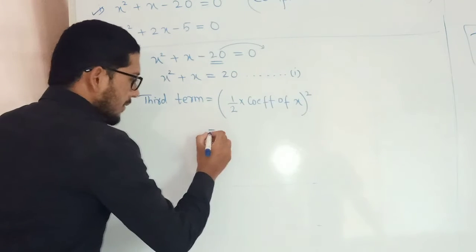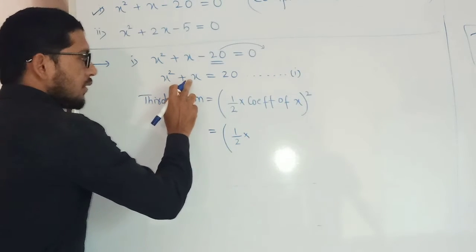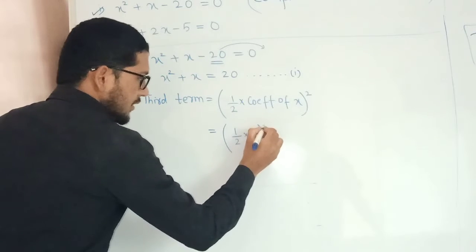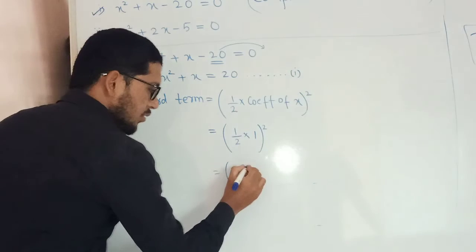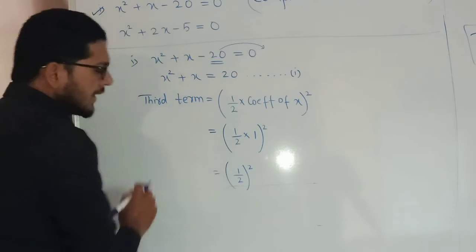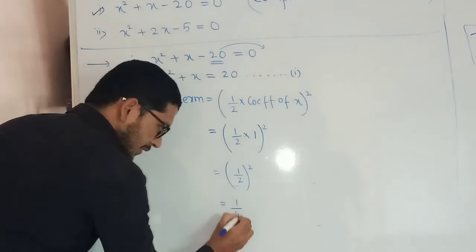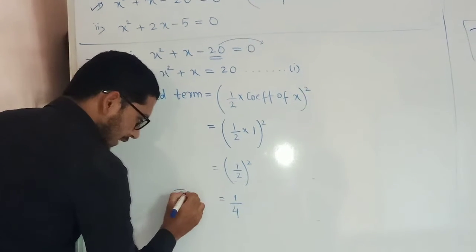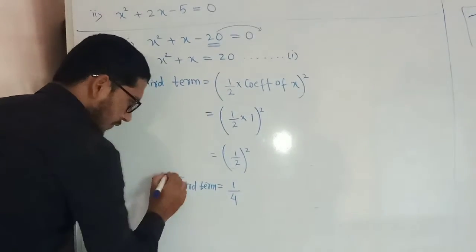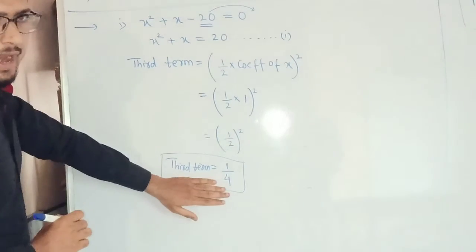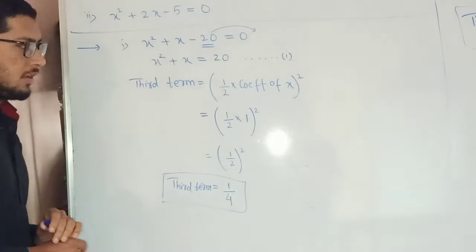So we'll write: equal to 1 upon 2 into, what is the coefficient of x here? If there is no number written with the variable, that means it is 1, into bracket square. So 1 upon 2 into 1 is 1 upon 2, bracket square. After that we take the square of these two terms. Square of 1 is 1 and square of 2 is 4. So you get 1 upon 4 as the third term. Once you get the third term 1 upon 4, we will add this third term in equation number 1, on the LHS and also on the RHS.